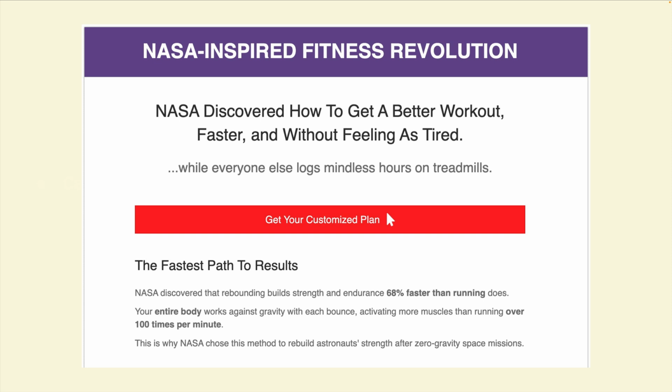But then I'd have the qualifying section that we just talked about to make sure that I'm in the right place, like I'm speaking to people that this is for. And so I'd say this is the fastest path to results. NASA discovered that rebounding builds strength and endurance 68% faster than running does. Your entire body works against gravity with each bounce, activating more muscles than running over 100 times per minute. This is why NASA chose this method to rebuild astronaut strength after zero gravity space missions.